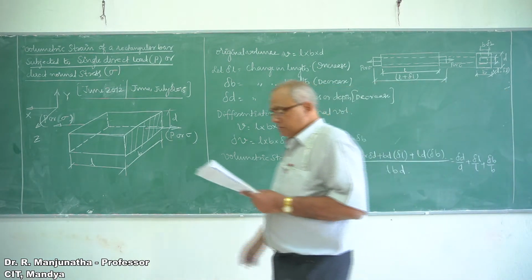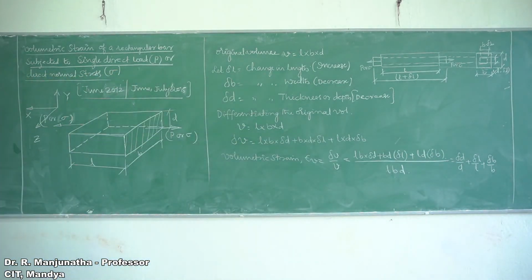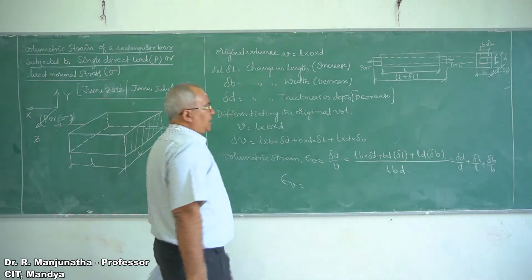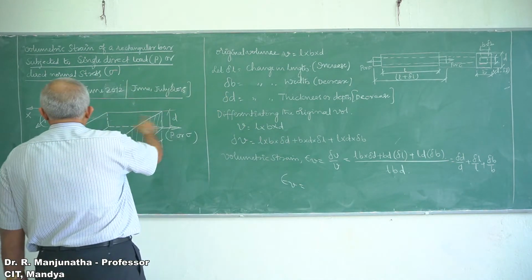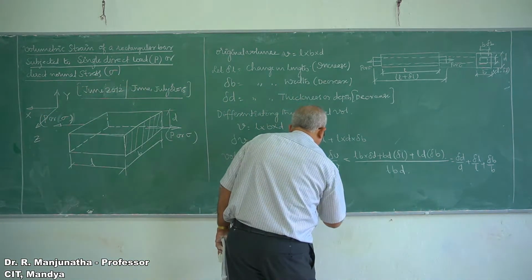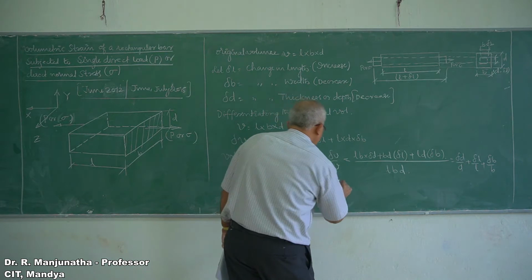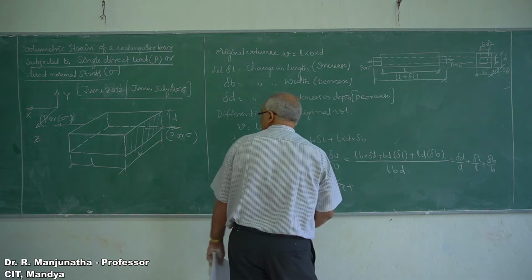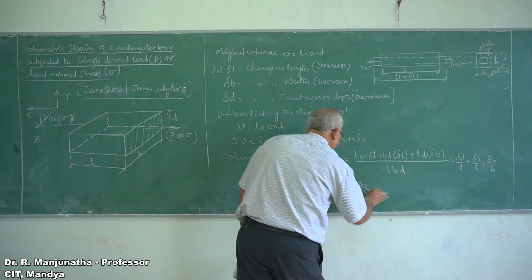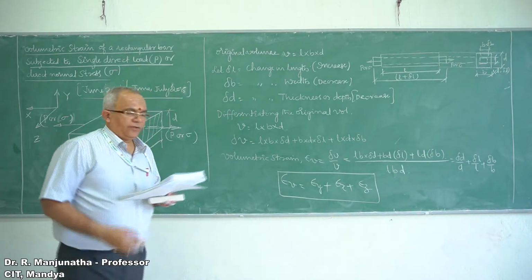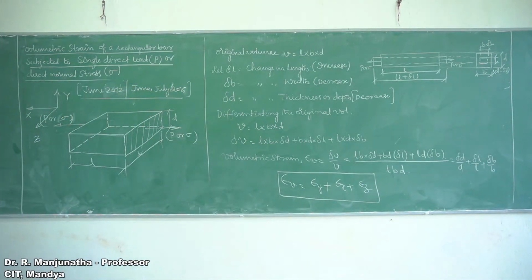So now we have epsilon V equal to, what is delta D by D? Delta D by D is in the y direction, so epsilon y, plus delta L by L, which is epsilon x, plus delta B by B, which is epsilon z. So this is the volumetric strain epsilon V, in terms of epsilon x, epsilon y and epsilon z.